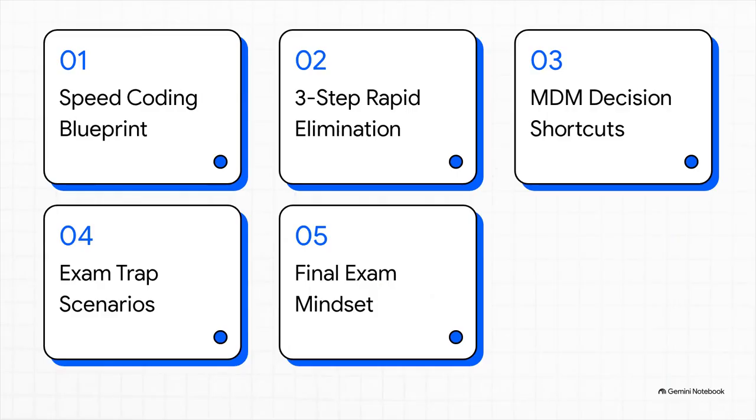Here is our agenda for today's explainer. First, the E/M speed coding blueprint. Second, the three-step rapid elimination strategy. Third, MDM decision matrix shortcuts. Fourth, high-yield exam trap scenarios. And finally, number 5, final exam day mindset.